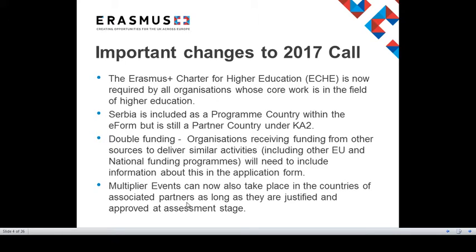There is also clarification on the subject of double funding. Organisations that are receiving funding from other sources to deliver similar project activities, including other EU and national funding programmes, will need to provide information about this in the application form. This will need to include details on where the funding is coming from and the amounts.